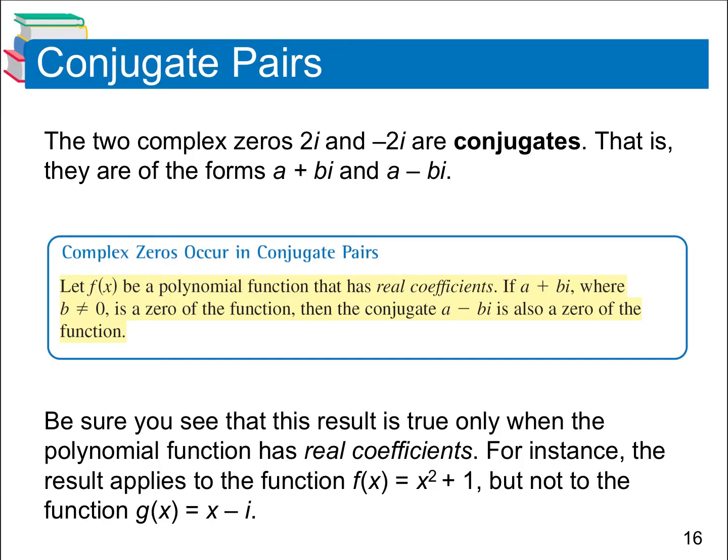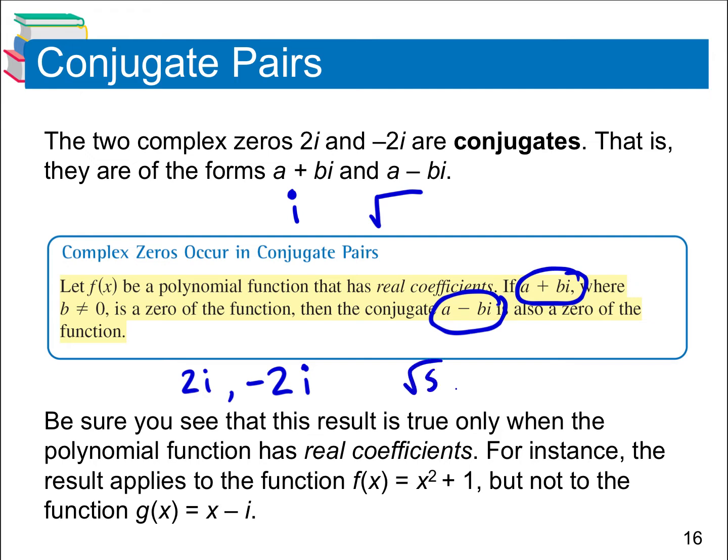So if we have a complex zero, so complex meaning that it is an imaginary number or a square root, complex zeros occur in conjugate pairs. So if I have a plus bi, a minus bi will also be a zero of the function. So if I had something like positive 2i as a zero, I would also have negative 2i as a zero. Same thing if I had a square root. If I had square root 5 as a zero, I would also have negative square root 5 as a zero. So complex zeros occur in conjugate pairs.